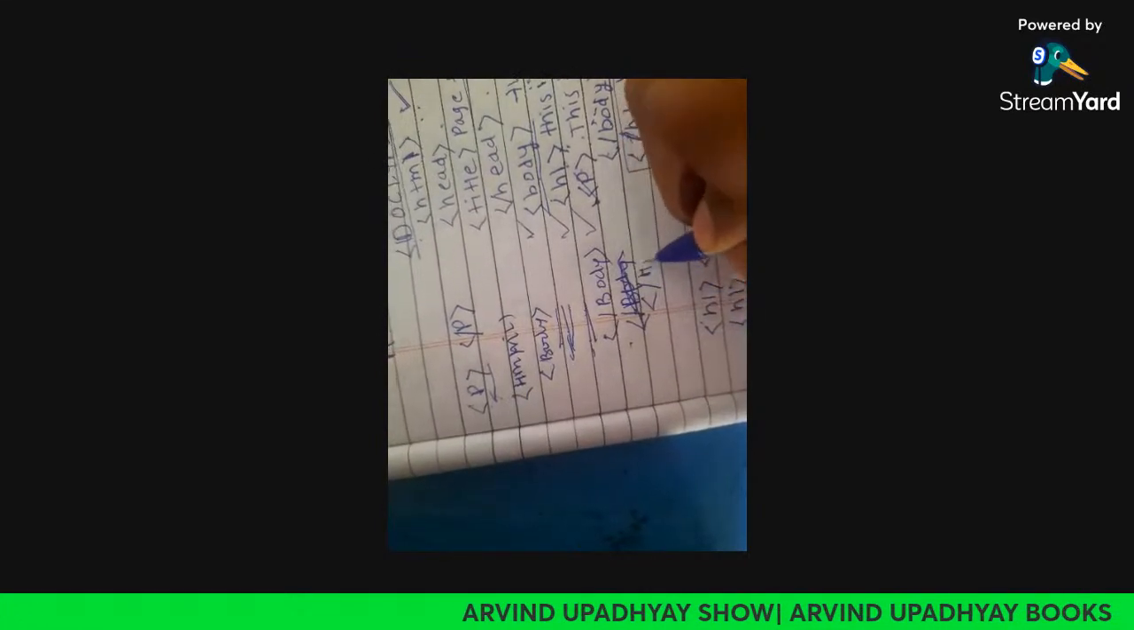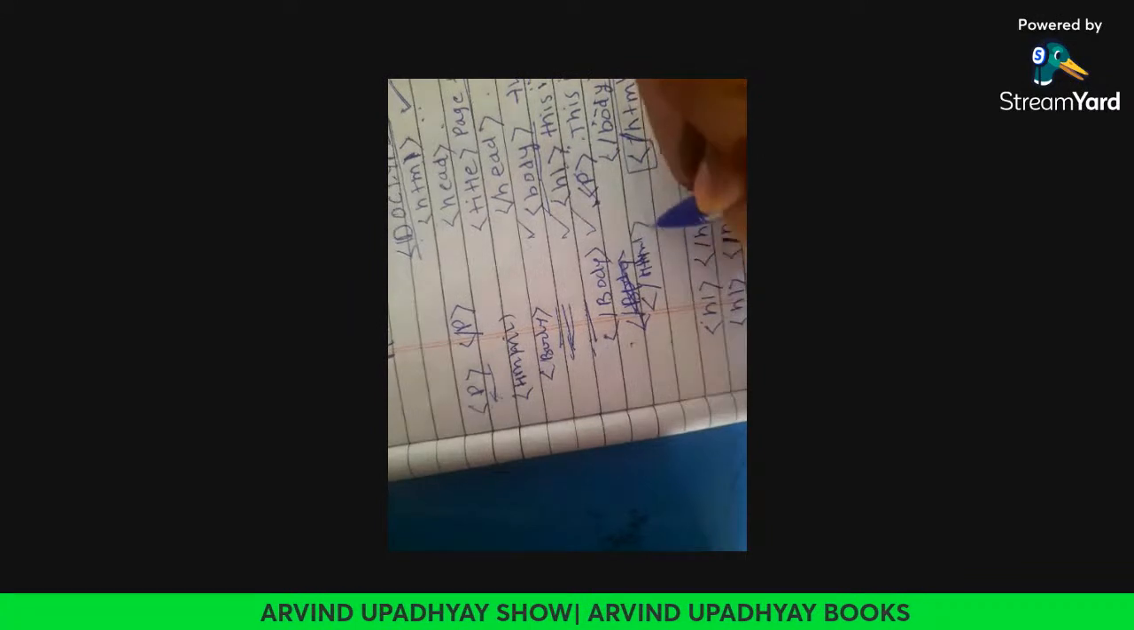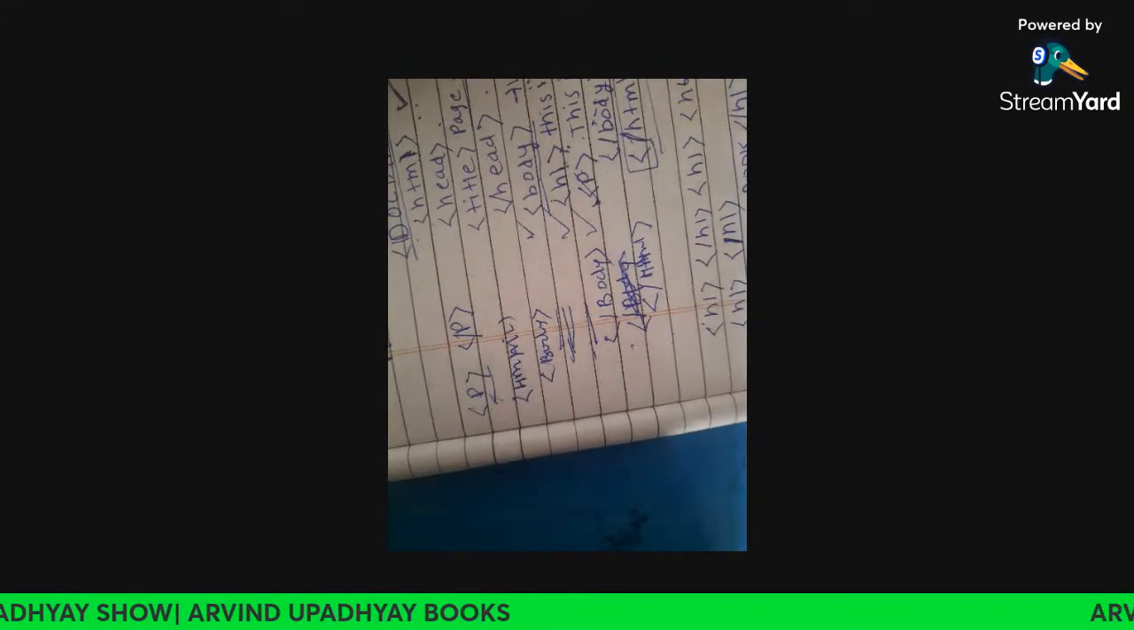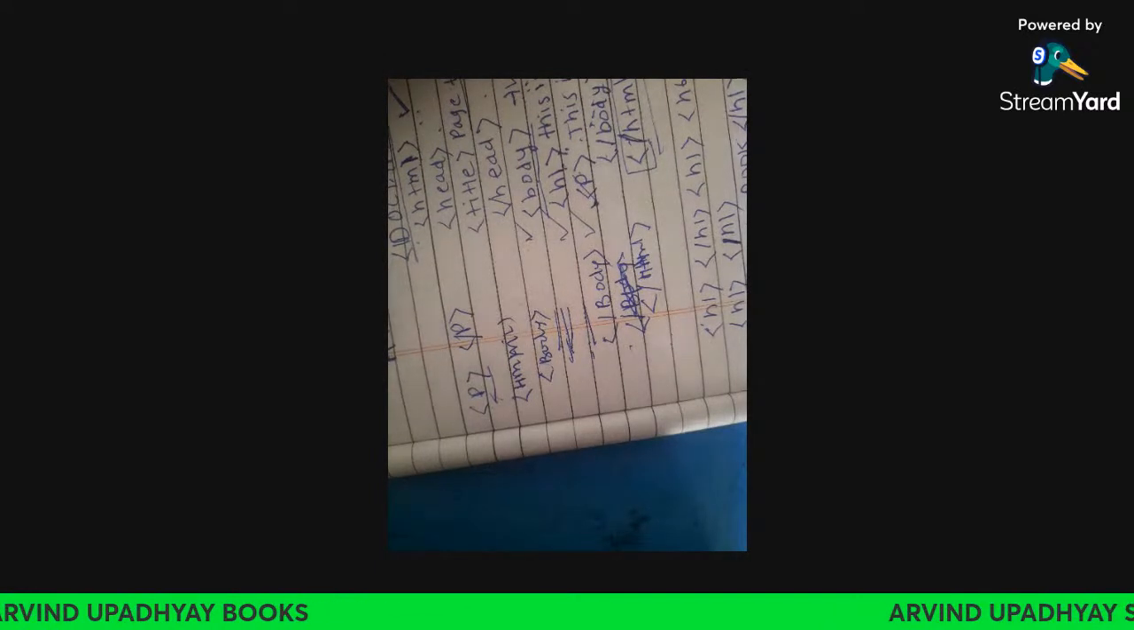So you write HTML and body, then here you write the title, the heading, the paragraph, and lastly you write your end tag, closing it. For example, you write the body end tag and then the HTML end tag. So don't miss this, write it correctly. And this was all about that.